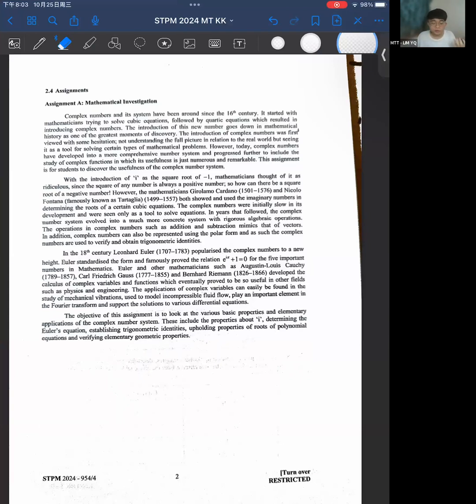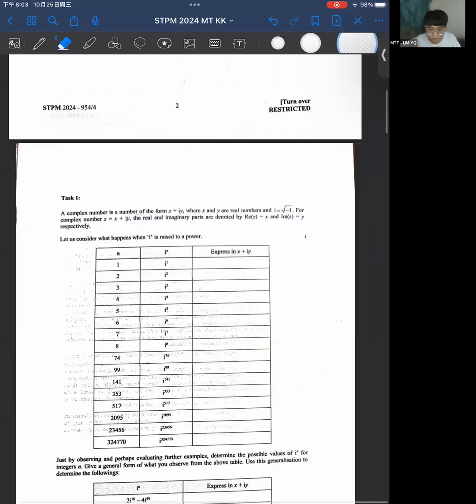It deals with complex numbers. Every person will get the same paper. Every school, every student will get the same question, on complex numbers. Today we only discuss coursework. So you can read through it.